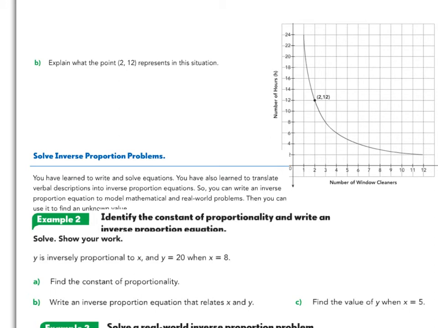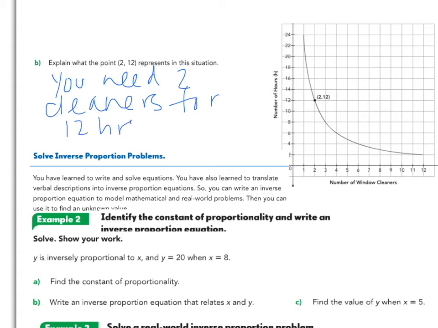It means that you need 2 cleaners for 12 hours of work. Okay, so if you have 12 hours of work or 12 hours to get your windows cleaned, you need 2 people to do it. Or if you have 2 people, it will take them 12 hours.